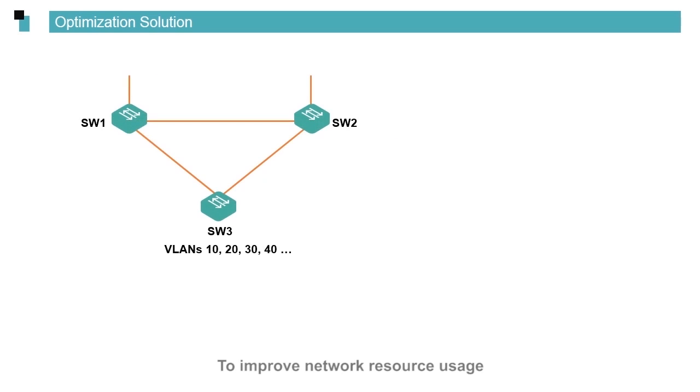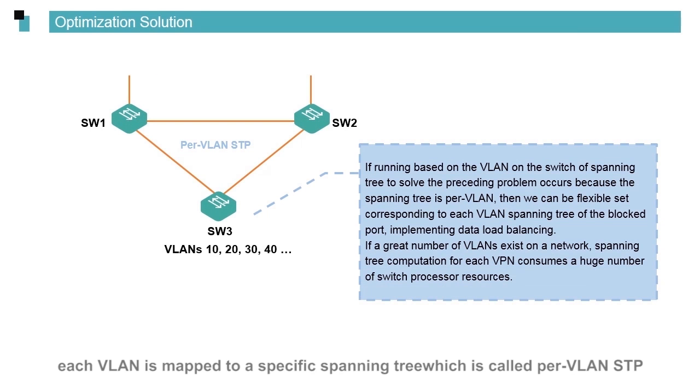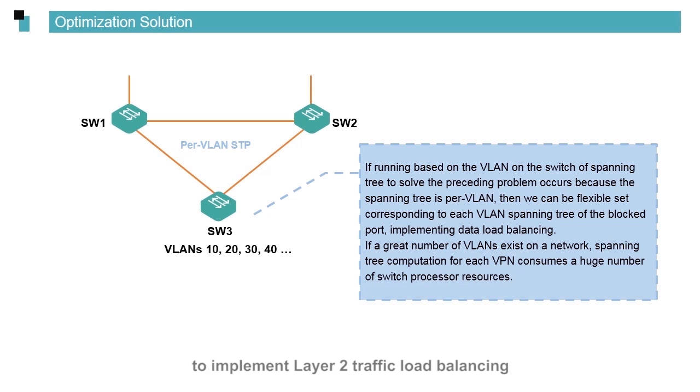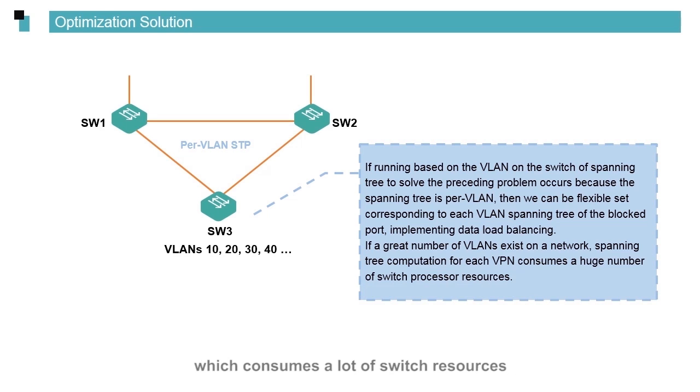To improve network resource usage, each VLAN is mapped to a specific spanning tree, which is called per VLAN STP, to implement Layer 2 traffic load balancing. This method also has a drawback. If a network has many VLANs, each switch computes 20 spanning trees. If the network topology changes, all switches recompute the 20 spanning trees, which consumes a lot of switch resources.